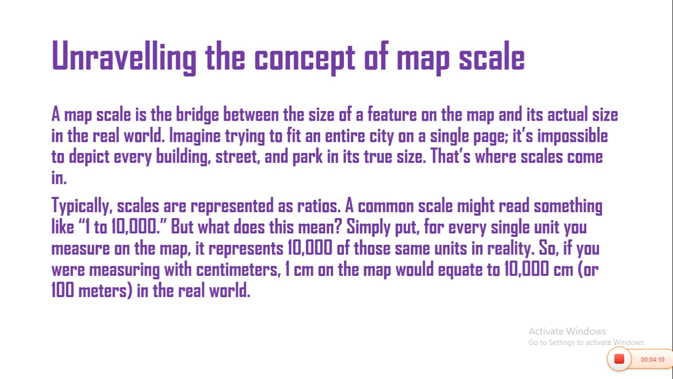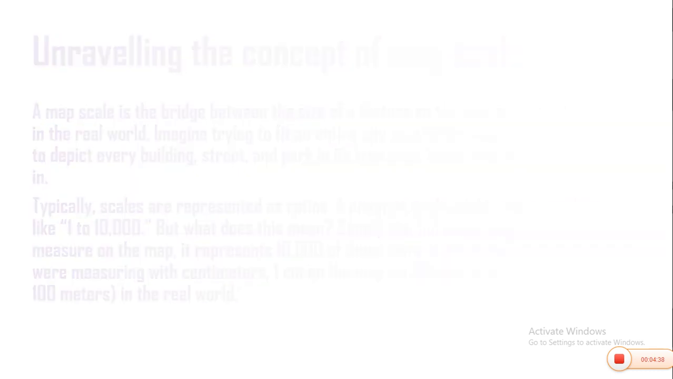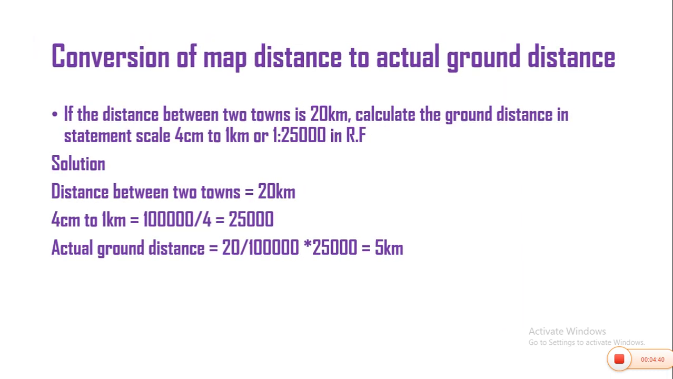Typically, scales are represented as ratios. A common scale might read something like 1 to 10,000. But what does this mean? Simply put, for every single unit you measure on the map, it represents 10,000 of those same units in reality. So if you are measuring in centimeters, 1 cm on the map will equate to 10,000 cm or 100 meters in the real world. Now let's look at how to make some calculations on the map.